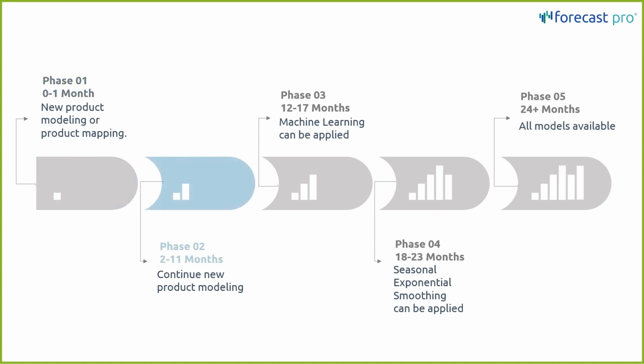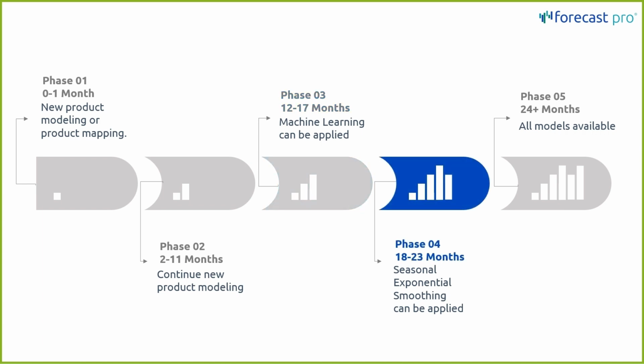But over time, these items are going to start to accrue real history. Between 2 to 11 months, they're still pretty new, and we'll want to continue our new product modeling techniques that we discussed. Although at 12 months and after, machine learning modeling can be applied for the first time, and this would be phase 3.